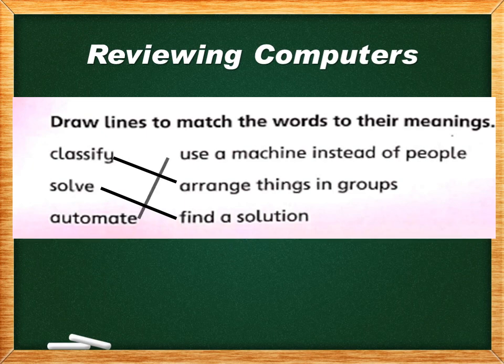The third word is automate. Automate means use a machine instead of people, because the things which a machine can do, we can say it's done automatically. Okay, so use a machine instead of people. Okay, so after connecting these lines, you are done with the match the columns.